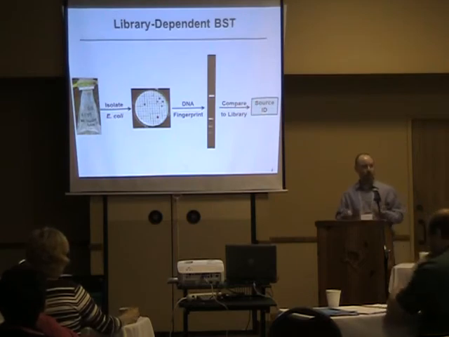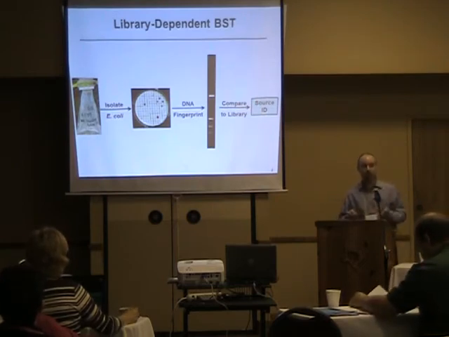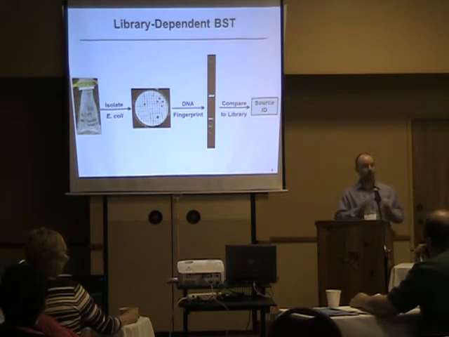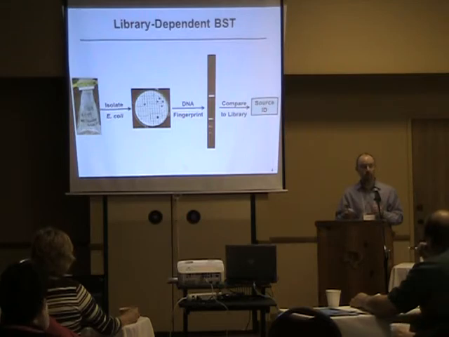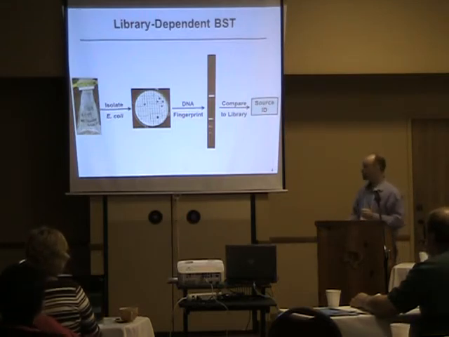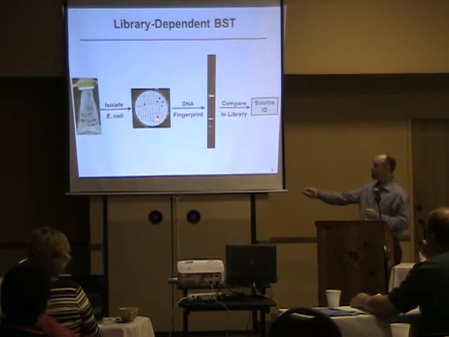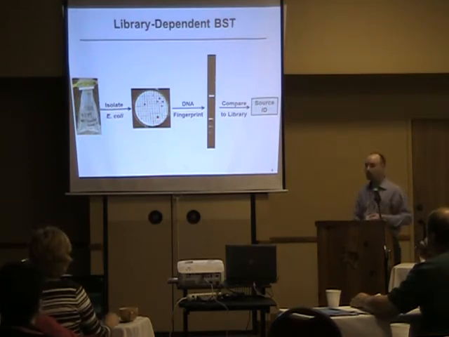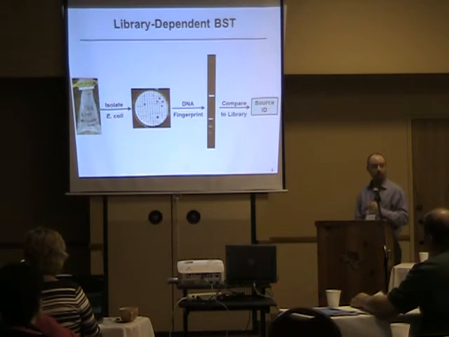So first, as speakers mentioned yesterday, we can break BST into 2 main categories, either library dependent or library independent. With library dependent, specifically in Texas, what we're usually doing is taking the water sample, isolating E. coli using EPA method 1603, membrane filtration on a modified mTEC agar, DNA fingerprinting those isolates and comparing them to the Texas E. coli BST library that Elizabeth talked about yesterday afternoon.